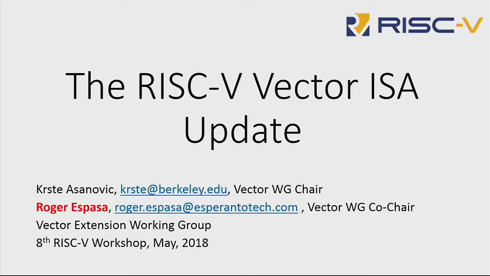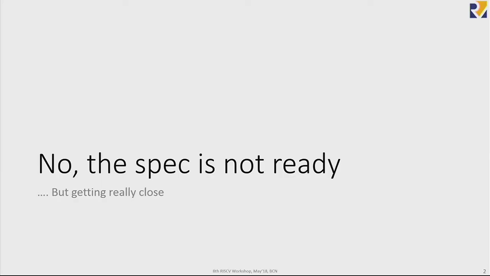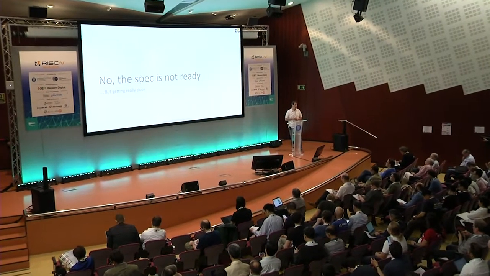I'll be talking about where the RISC-V vector ISA is, what's the update. We gave an update last November, and we've been busily advancing, but let's get it out of the way. No, it's not ready yet, really getting close, but we've made a bunch of changes since the deep dive in November. We got a lot of feedback from people.